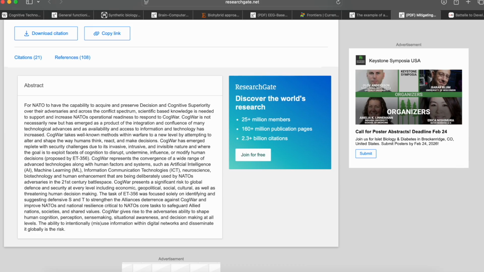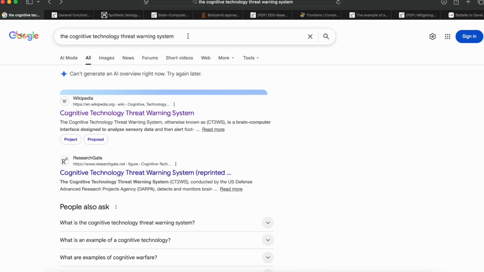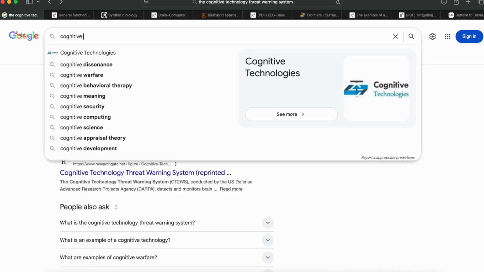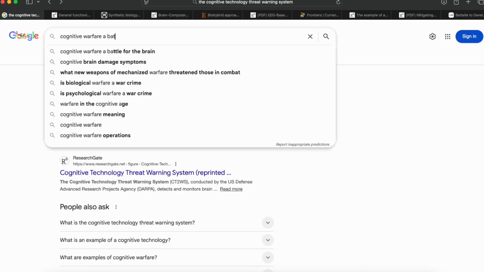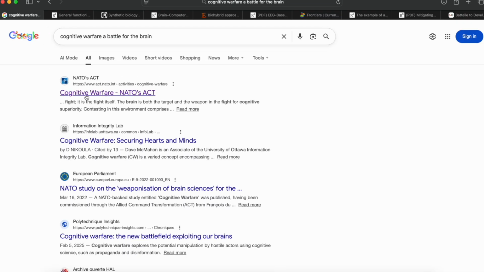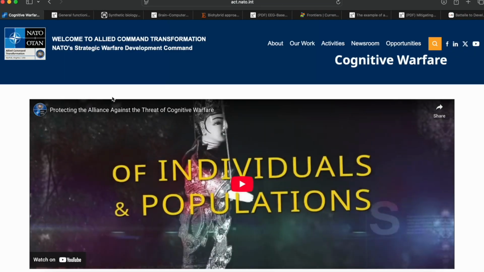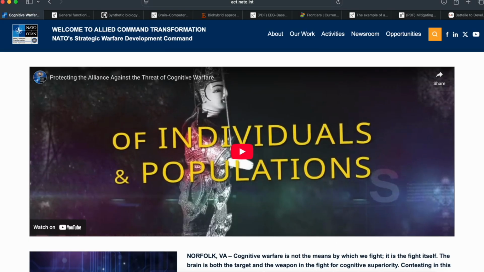So for those who are confused, cognitive war is mind control. As we just read here, to alter and shape the way humans think, react, and make decisions. This is mind control at its finest. We're going to Google cognitive warfare, a battle for the brain. And we're going to click on this link. This is NATO's official website. Let's watch this quick video.